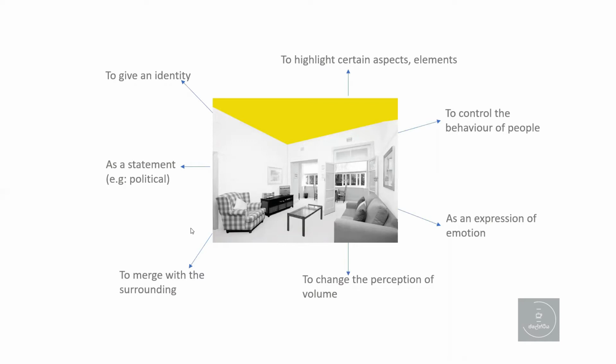Color can be used to express a certain emotion, where architecture wants to convey a message. And also it can change the perception of volume, basically to make a room look more spacious or compact, or to merge with the surroundings with the use of color. So you can create connections with nature by using the appropriate colors, and you can use it to create a statement, maybe political. Again, that is for expression. Yeah. So these are basically some of the things that color can do in architecture.